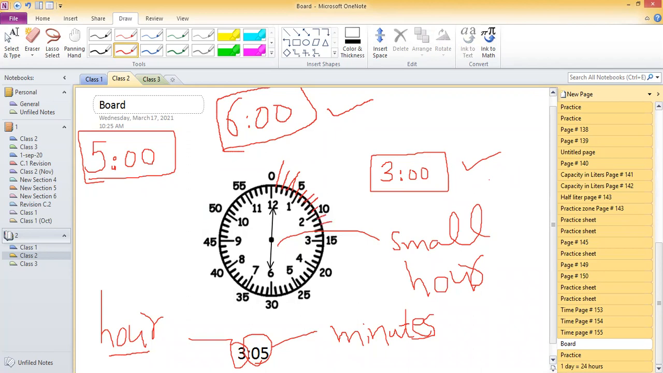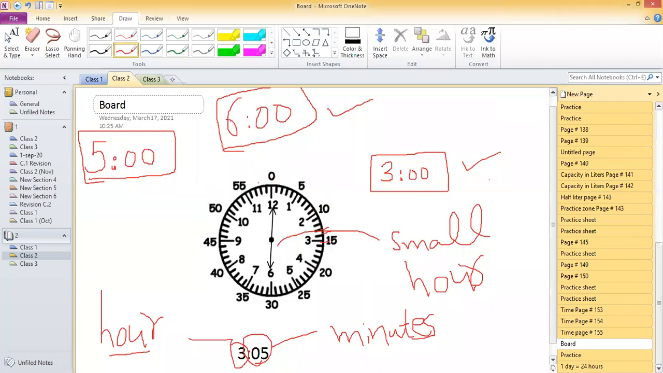11, 12, 13, 14, and 15. So guys, each line here is representing 1 minute. For minutes, you should know that each line is representing 1 minute, and from one number to another number, like from 12 to 1, there are 5 minutes. 1 to 2, there are also 5 minutes. From every one number to another number, there are 5 minutes.